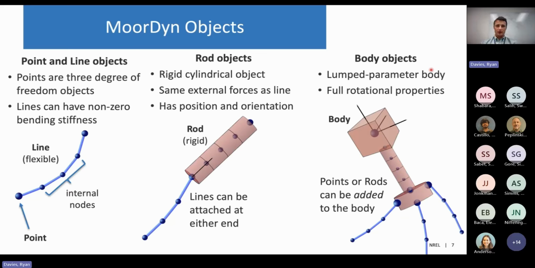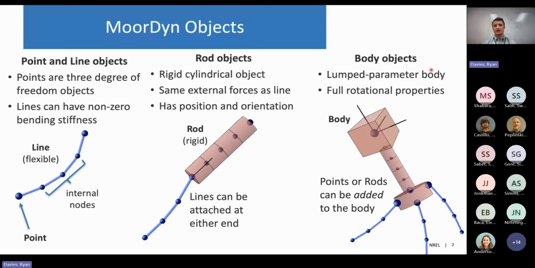The third object in MoorDyn that you can use is a rod object. This is a rigid cylindrical object. It's effectively a line with infinite bending stiffness, right? So it's just a bunch of point masses all connected rigidly. The hydrodynamics are calculated the exact same way. Each point is a Morison element that can calculate hydrodynamics when you have surface-piercing conditions where part of the rod may not be submerged.